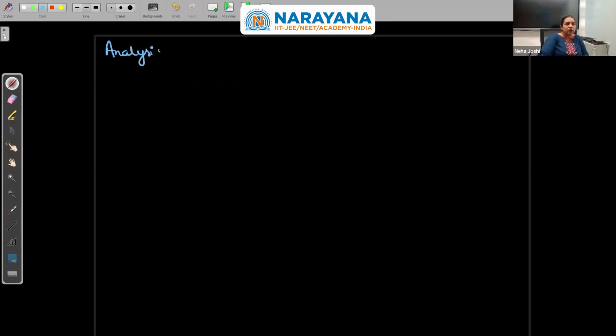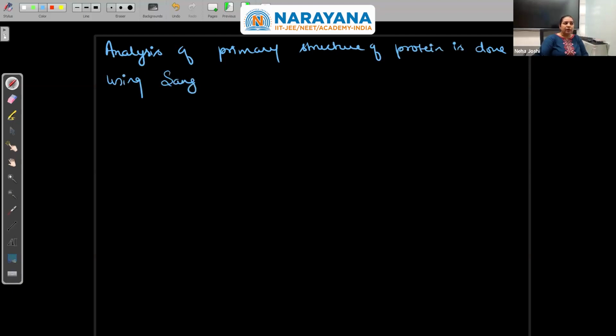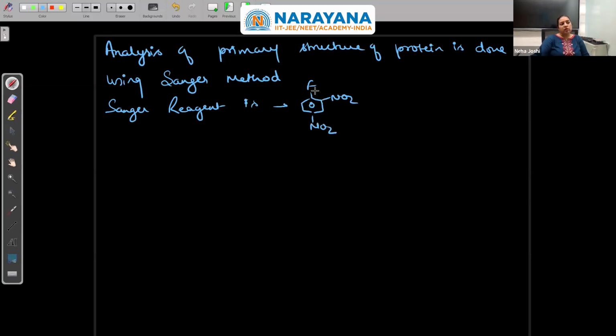Analysis of primary structure of protein is done using the Sanger method. Sanger reagent, you have to remember. Sanger reagent is 2,4-dinitrofluorobenzene. See, it is good for SNAR.